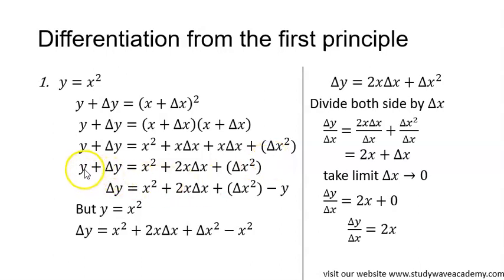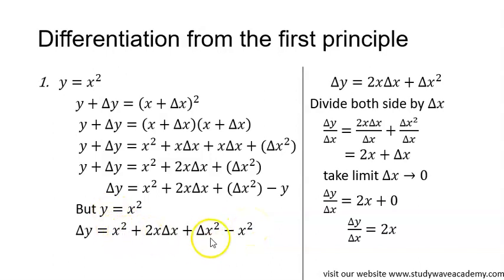Next, we're going to be moving y over this way, okay? So here we have plus y, so we're going to be moving it over this way. So the change of y is equal to x squared plus 2x the change of x plus the change of x squared minus y. Remember, y is positive here, so when coming over this way, it changes to negative. So we have minus y. But y is equal to x squared. So we're going to be replacing y with x squared, okay? So the change of y is equal to x squared plus 2x the change of x plus the change of x squared minus x squared.